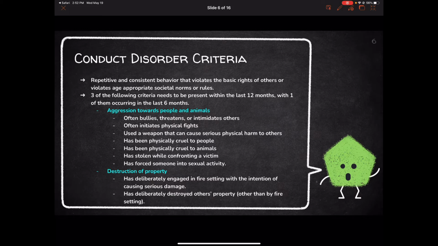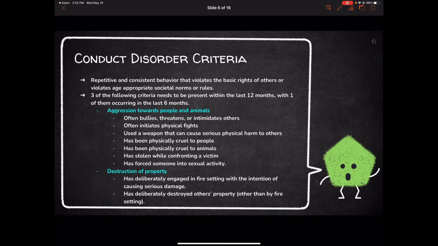So there's 4 different categories. The first one is aggression towards people and animals. So these people may often bully, threaten, or intimidate others, initiate physical fights, use weapons that can cause serious physical harm to others, like a gun or a knife, scissors, things like that. They've been physically cruel to people or animals. They've stolen while confronting a victim, or they've forced someone into sexual activity.